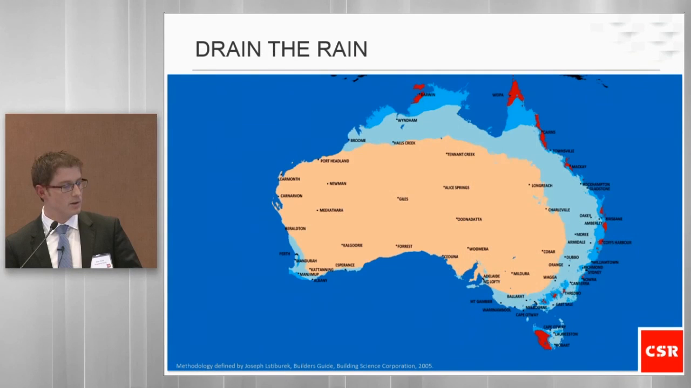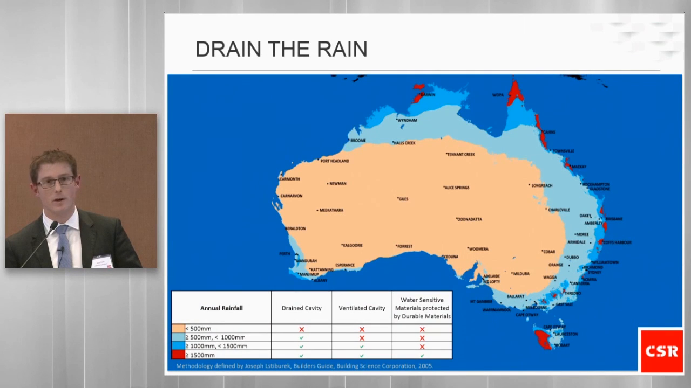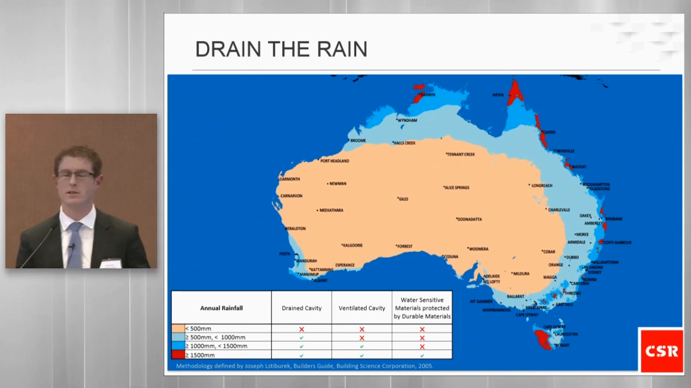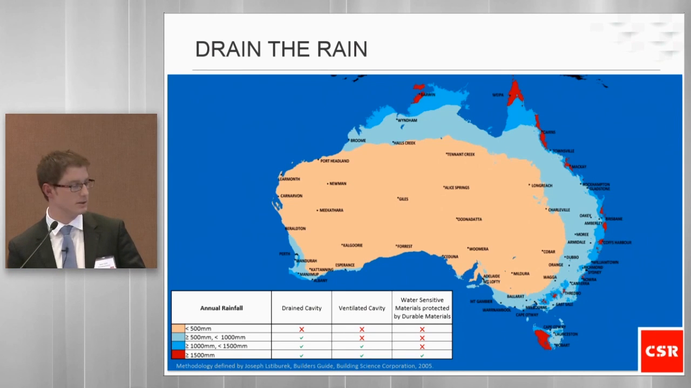So CSR has looked at some rules of thumb from the Building Science Corporation in the US, and basically looked at weather conditions and said, well, where it rains a lot, we need to seriously think about how we design and construct our walling systems. So in the tropical rainforest areas of Cape York, we need to think about how we design those cavities, as well as the west coast of Tasmania. And we seriously need to look at draining those cavities, ventilating those cavities, and then selecting the right materials that are going to be durable to withstand large amounts of moisture.